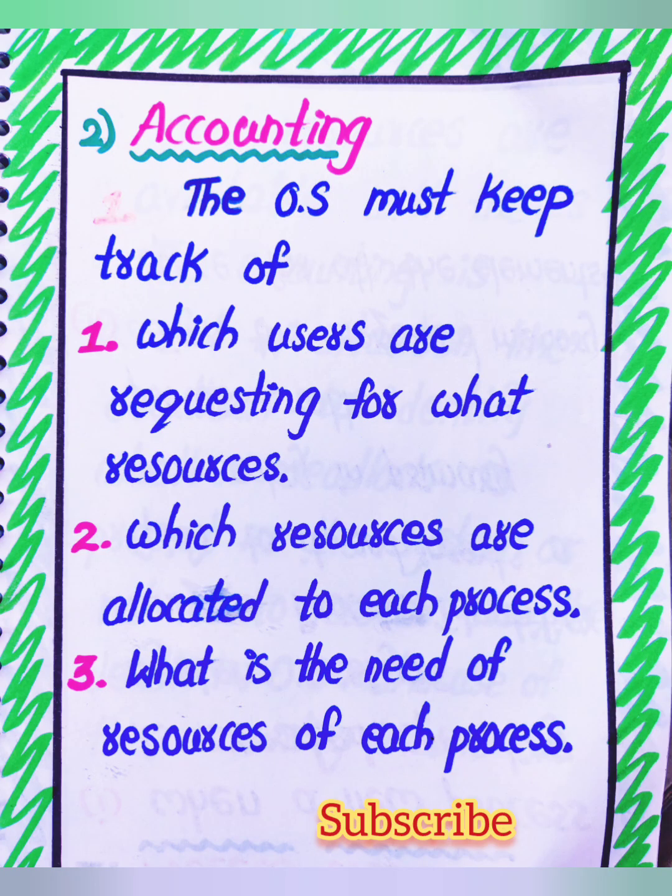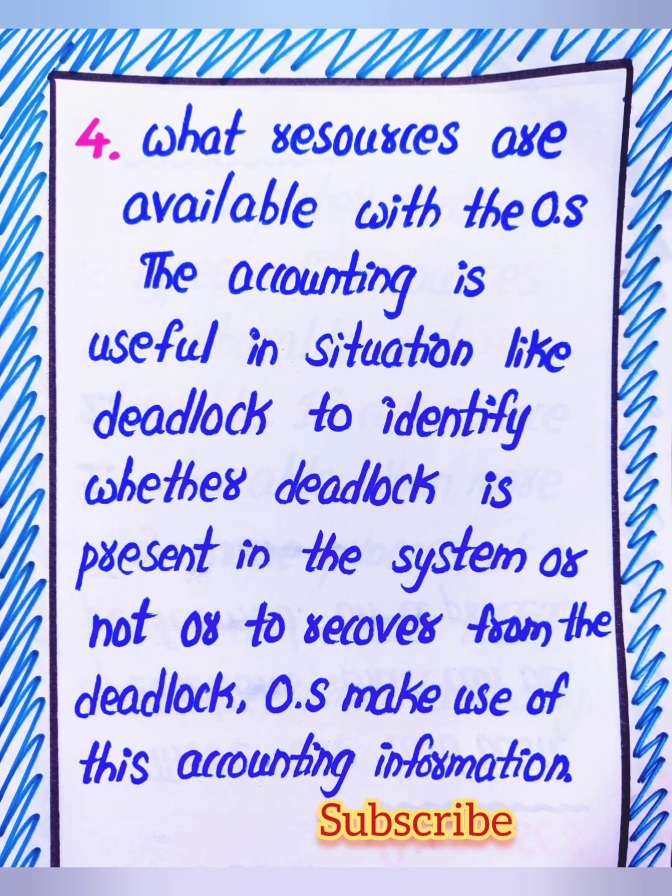The OS must keep track of: first one, which users are requesting for what resources; second one, which resources are allocated to each process; third one, what is the need of resources of each process; fourth one, what resources are available with the OS. The accounting is useful in situations like deadlock, to identify whether deadlock is present in the system or not, or to recover from the deadlock. OS makes use of this accounting information.